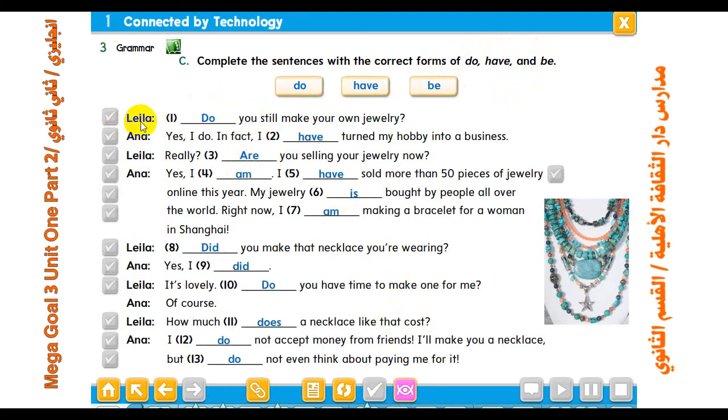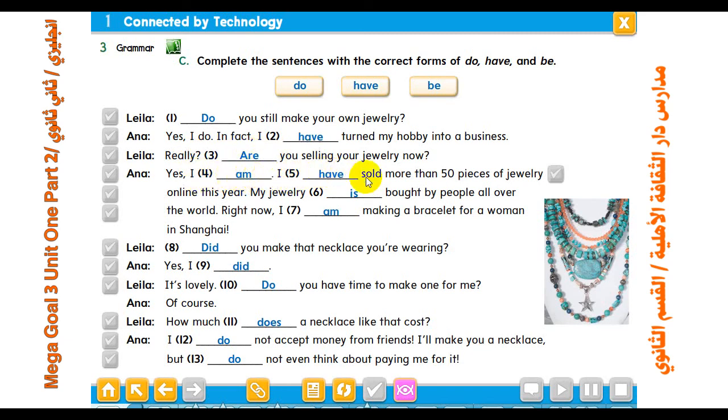Layla, do you still make your own jewelry? This is present simple. Yes, I do. In fact, I have turned my hobby into a business. This is the present perfect tense. Really? Are you selling your jewelry now? This is the present progressive tense. Yes, I am. When you see a question beginning with are you, the answer is yes, I am.